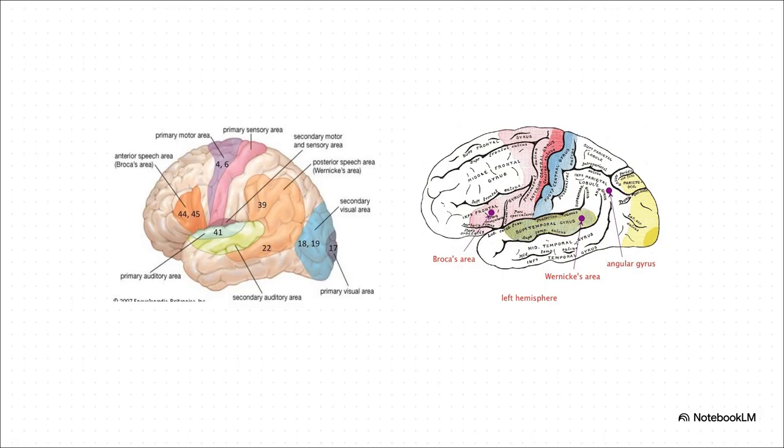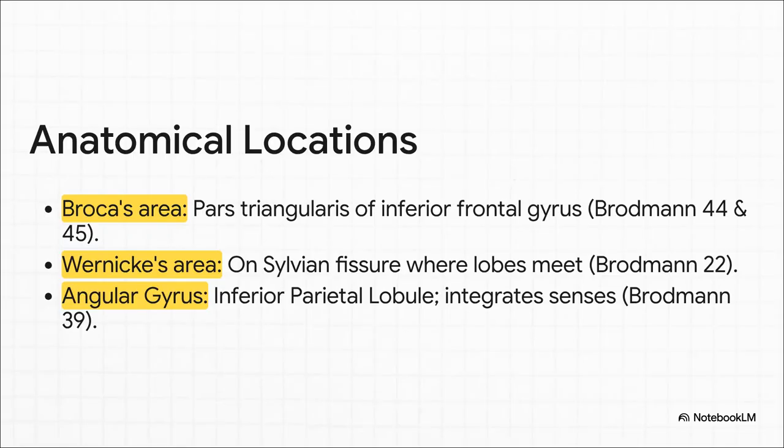On the right, you have a more traditional anatomical view, and you can see Broca's area right up front in the frontal lobe. Wernicke's area is further back, where the temporal and parietal lobes meet. And the angular gyrus is tucked right behind Wernicke's. Now, let's get even more precise. Listen, for any exam, these are the details you've got to know.